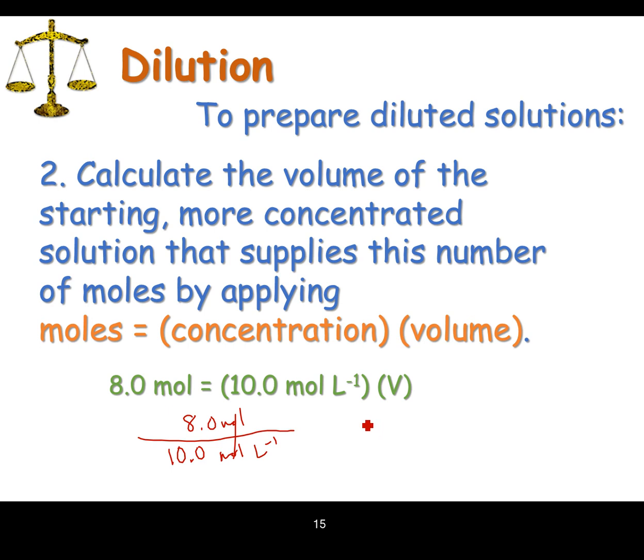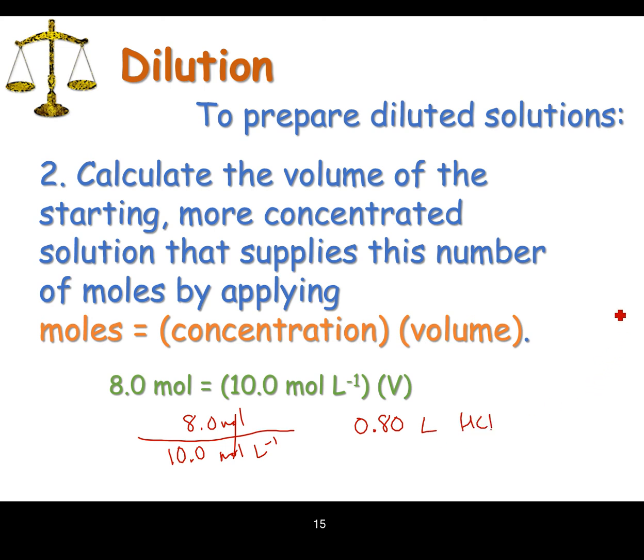8 over 10 is going to be 0.80, and notice it's going to be 1 over per liter, or 1 over 1 over liter, which is just liters. So this is the volume that I need. This is the volume of my acid, my concentrated HCl solution.